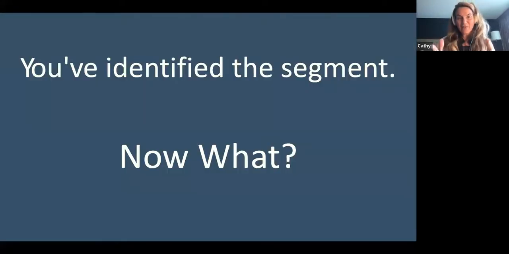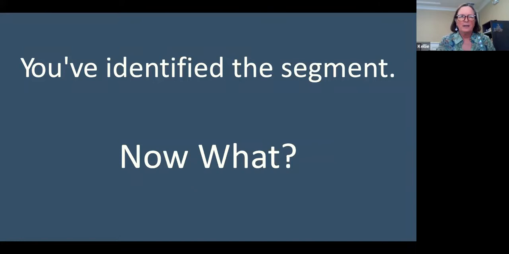So Kelly, you've identified the segment. Talk to us about now what? What do we do once we've identified the segment? Well, Kathy, you brought up a great point. Again, a little thought bubble for everybody in the audience: what are your membership programs, and what on each membership program would be a couple of risk metrics that you might want to study?